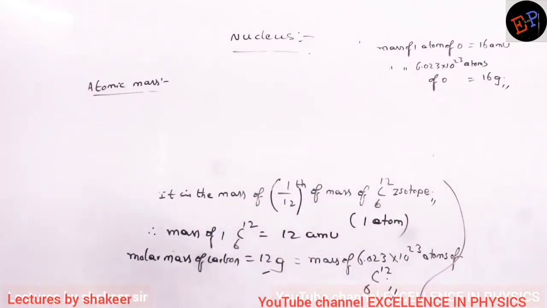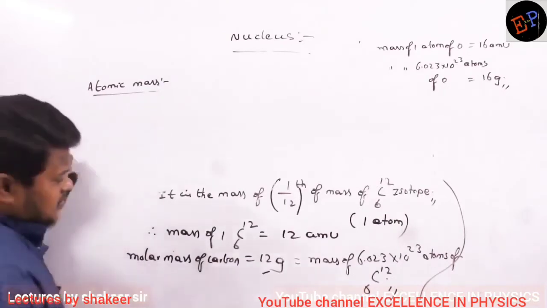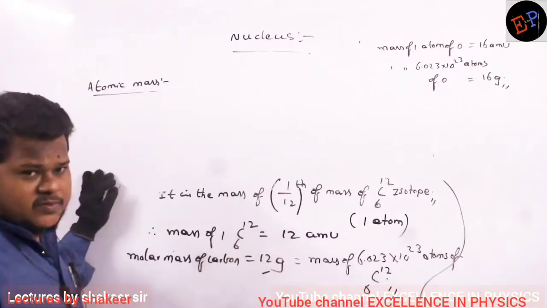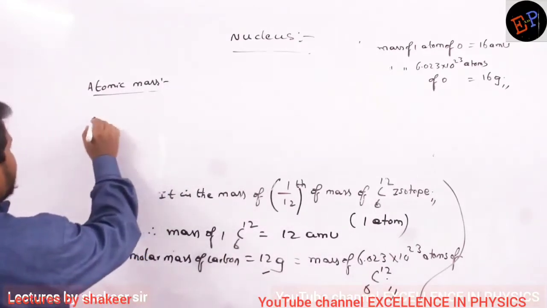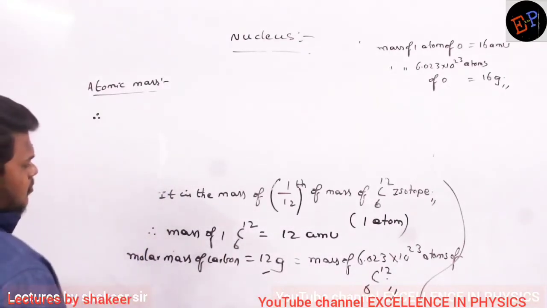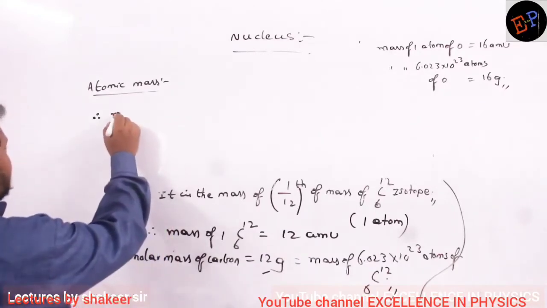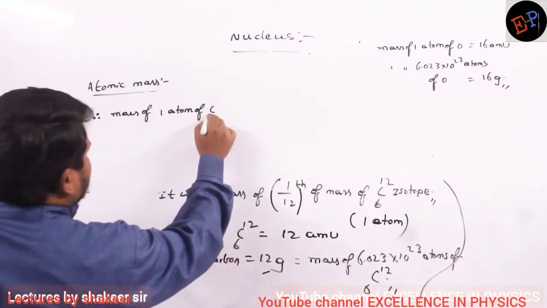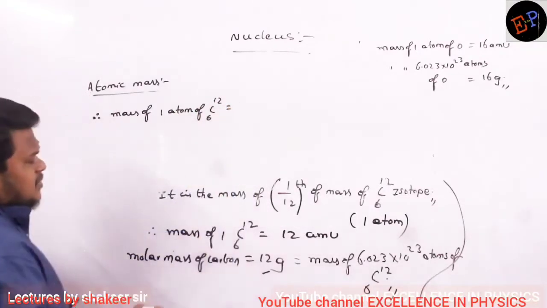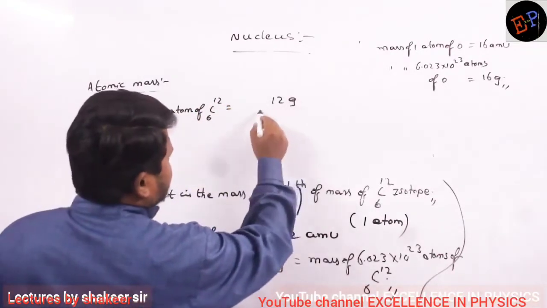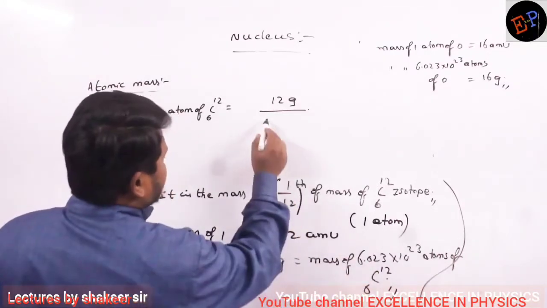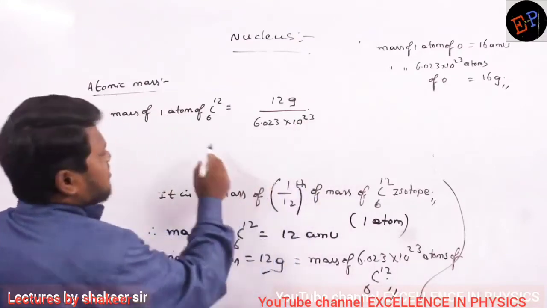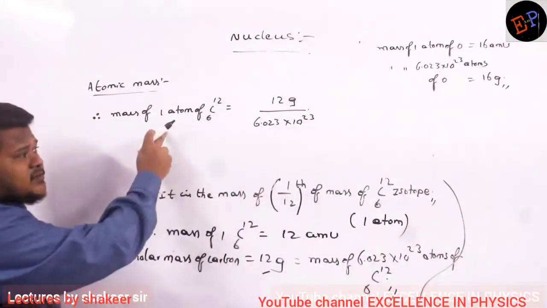So therefore what I have written: the mass of these many atoms of carbon is equal to 12 grams. Therefore, the mass of one atom of carbon C-12 will be equal to 12 grams divided by 6.023 into 10 power 23. If I calculate this, I will get the mass of a single atom of carbon.